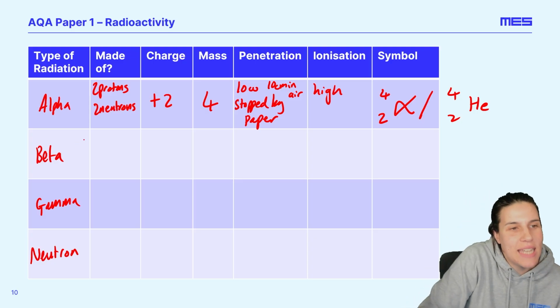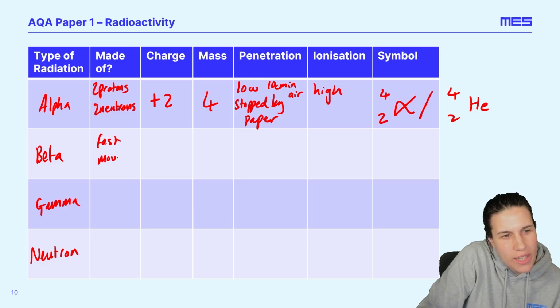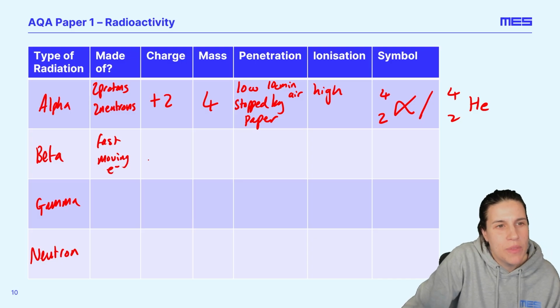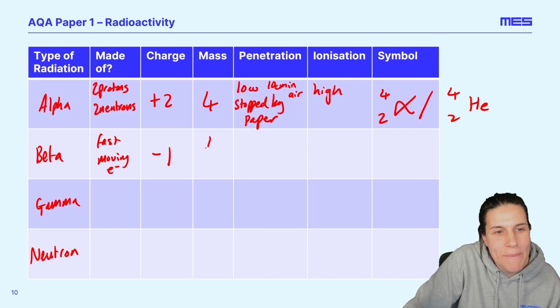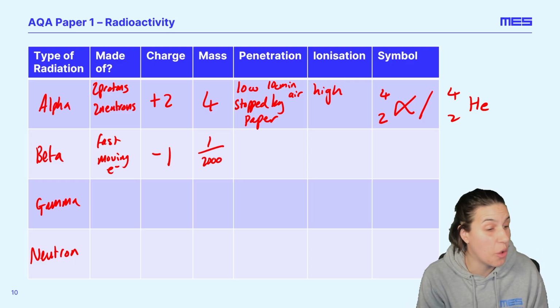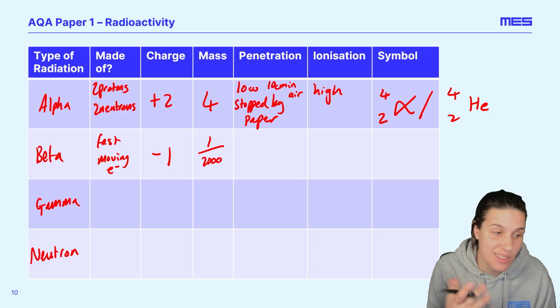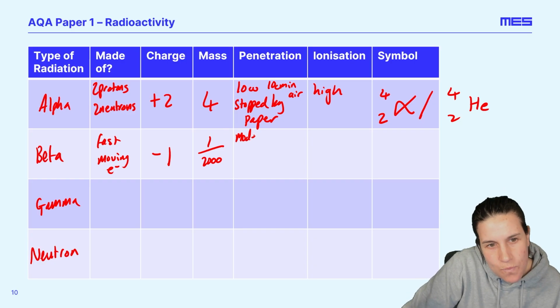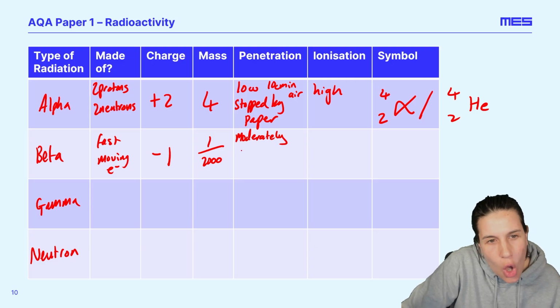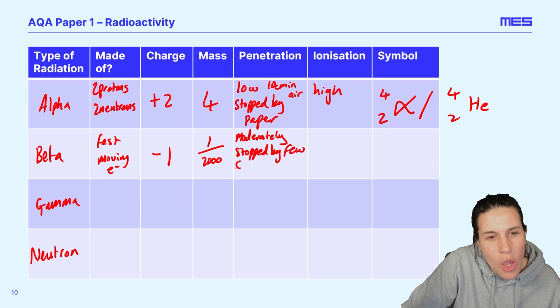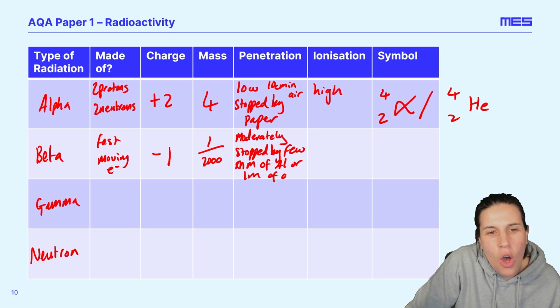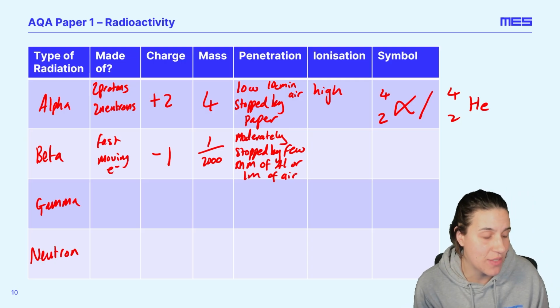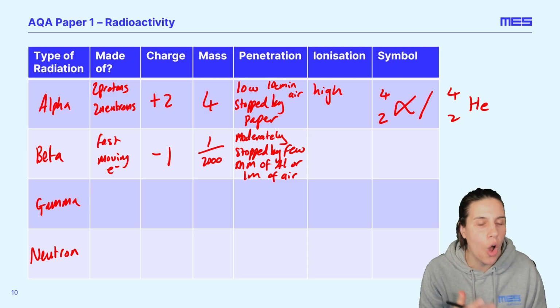Now, beta is a fast moving electron. So it's got a charge of -1 and it's got a mass of 1/2000, or basically 0, nearly 0, but it's not quite 0 because it's still an electron. Okay. Now, beta is moderately penetrating. It's stopped by a few millimeters of aluminium, or about 1 meter of air. So it's stopped by a few millimeters of aluminium, or it's stopped by a meter of air.